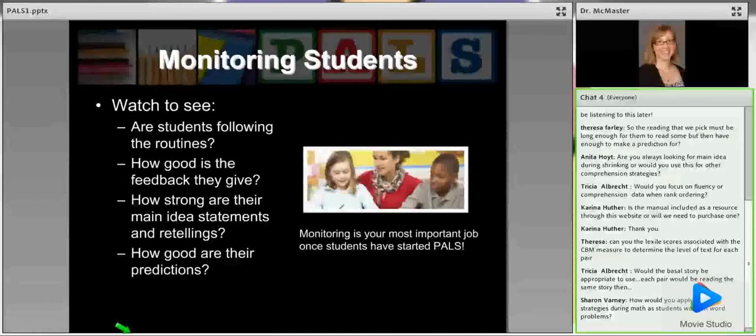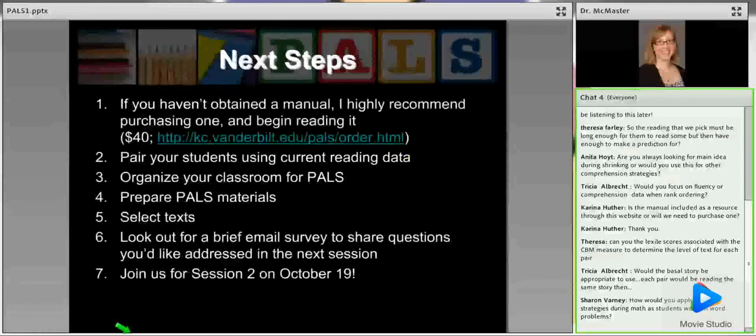And then listen for good predictions. When you get to prediction relay, are they making predictions that aren't necessarily all the way to the end of the book, but just kind of thinking all along about what's going to happen next? So those are some of the things. And there is a reference card in the manual that kind of guides you through each activity and what to be listening for and watching for as you're monitoring.